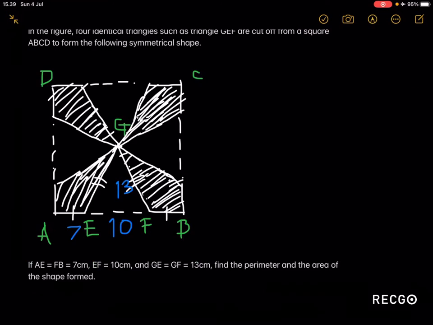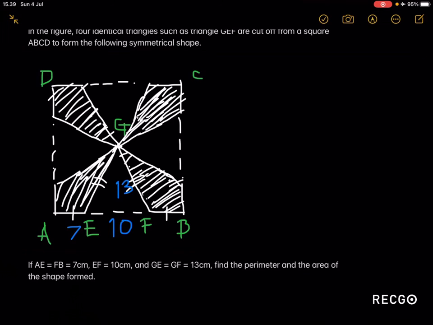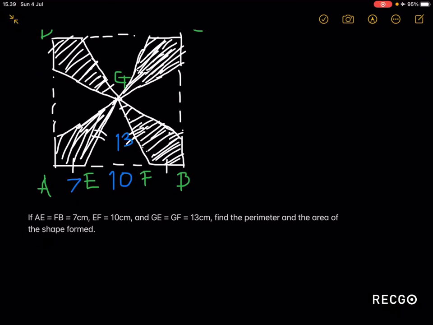And it is also given that the side lengths of AB and FB are the same and they are equal to 7 centimeters. EF is equal to 10 centimeters, and GE is equal to GF, which is equal to 13 centimeters. And then we need to find the perimeter and the area of the shape formed.